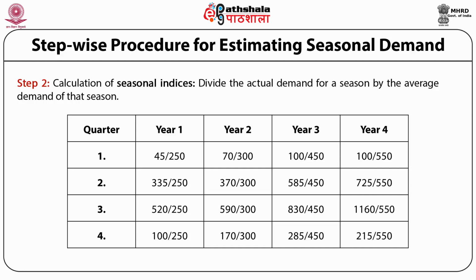For year 1 and third quarter, the actual demand is 520 units and the average demand for that season is 250. So the seasonal index for that quarter would be 520 divided by 250. Lastly, for year 1 and quarter 4, the actual demand is 200 units and the average demand for that season is 250, giving us a seasonal index of 100 divided by 250. This is being done for each time period for each quarter.